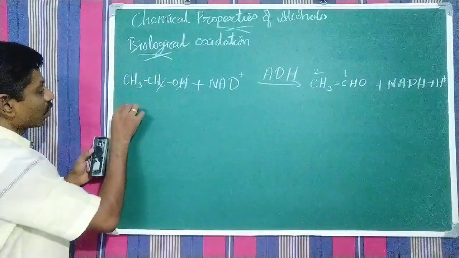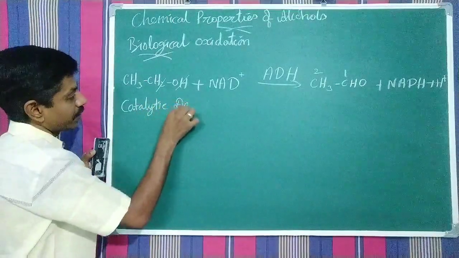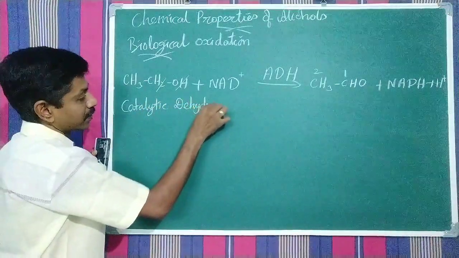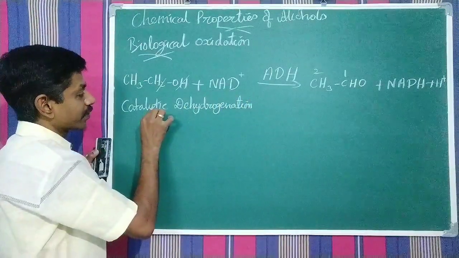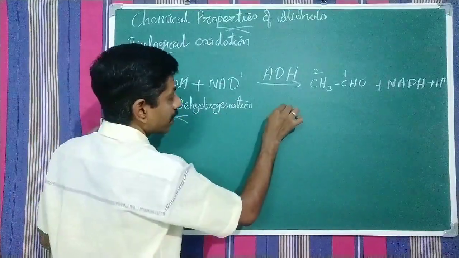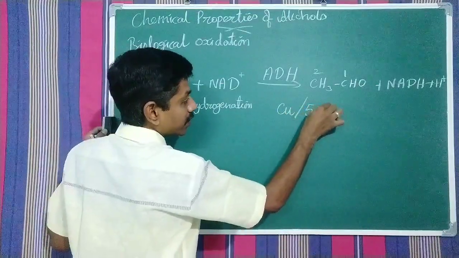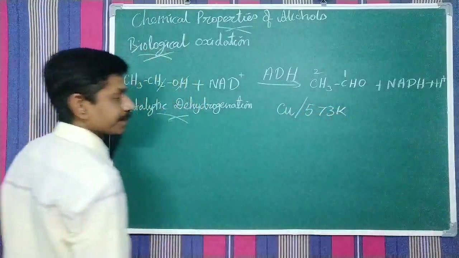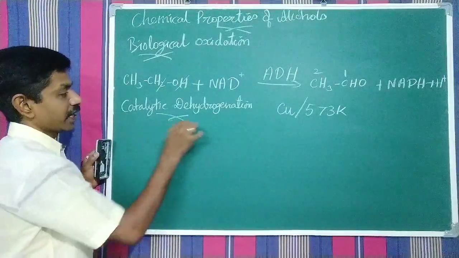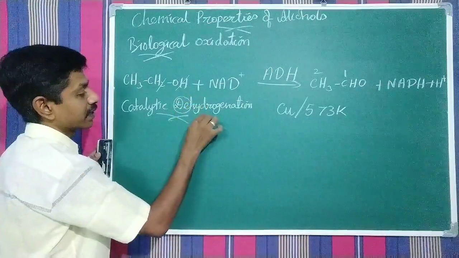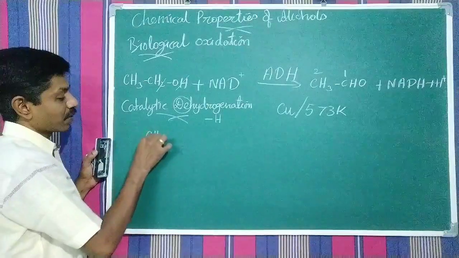Next we have to talk about catalytic dehydrogenation. Whenever we talk about catalytic dehydrogenation, we require the presence of a catalyst like copper, heated copper at 573 Kelvin. How do these three alcohols go for dehydrogenation? Dehydrogenation means, it's very clear, I told you the other day, removal of hydrogen only. So let us take the alcohols one by one.